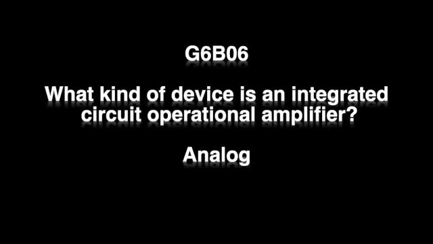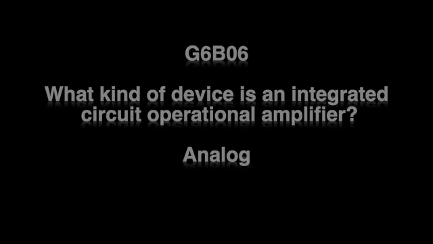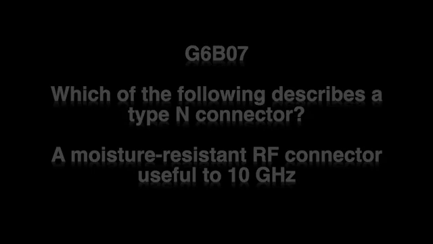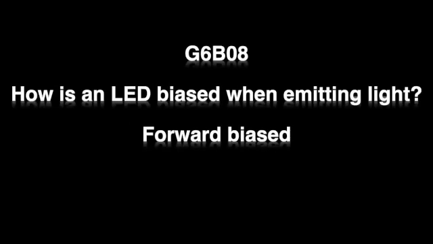G6B06. What kind of device is an integrated circuit operational amplifier? Analog. G6B07. Which of the following describes a Type N connector? A moisture-resistant RF connector useful to 10 GHz. G6B08. How is an LED biased when emitting light? Forward biased.